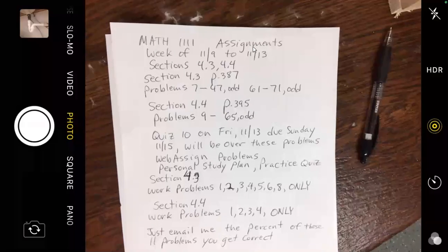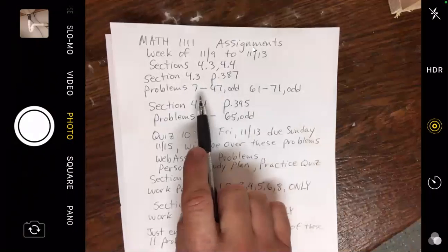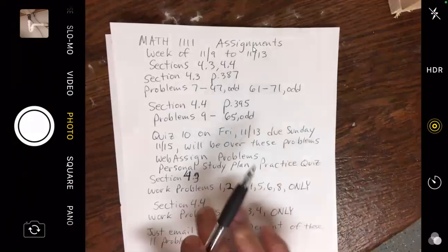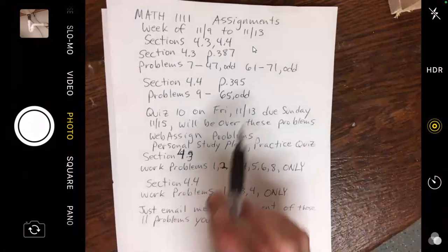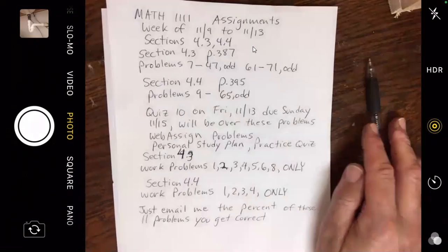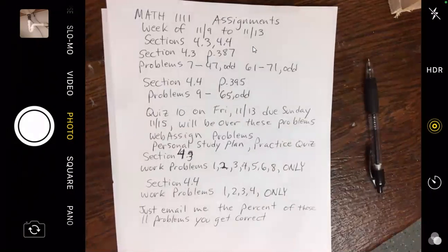This is the Math 1111 Zoom meeting, week of the 9th to the 13th, sections 4.3 and 4.4 this week. Section 4.3, page 387, practice problems. Section 4.4, 9 to 65. We'll have quiz 10 on Friday. Do Sunday, be over these problems.